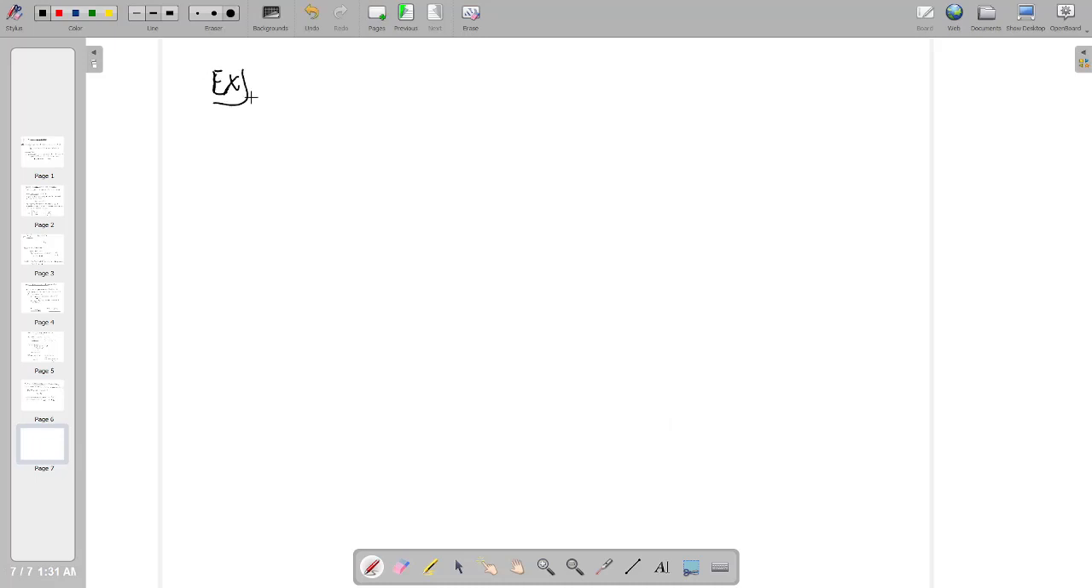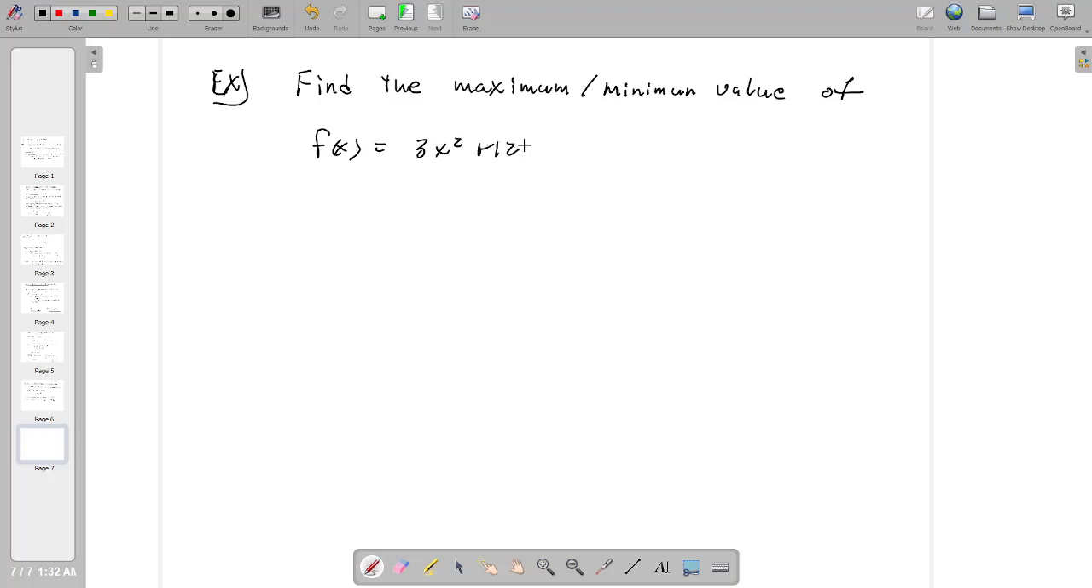Let's do another example. Find the maximum or minimum value of f of x equals 3x squared plus 12x plus 20. Now we know that it's going to be a minimum value. Our a is positive, so we know we have a minimum. Our h is equal to negative b over 2a. So here we would have negative 12 divided by 3 times 2, so we get a negative 2.